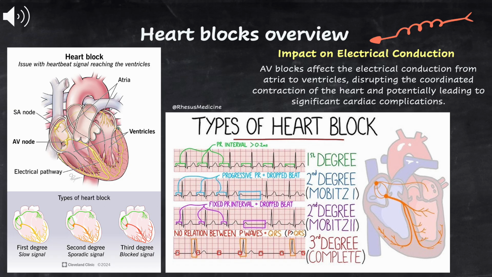Overall, AV blocks disrupt the normal coordination between atrial and ventricular contraction. When this coordination is lost, the heart cannot pump efficiently, which can lead to significant cardiac complications. The key takeaway from this slide is recognizing which blocks are benign and monitored, like first-degree AV block, versus those that are emergent, like third-degree AV block.